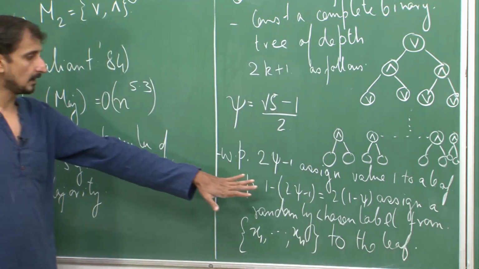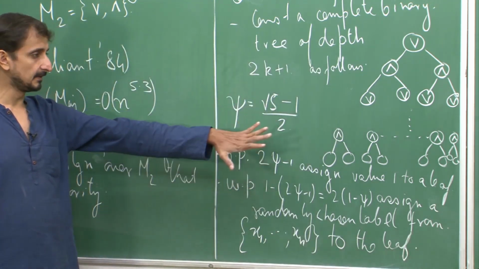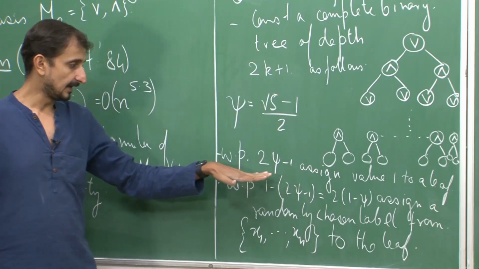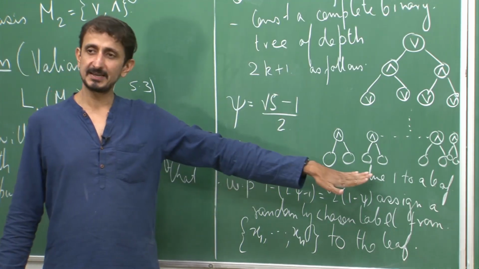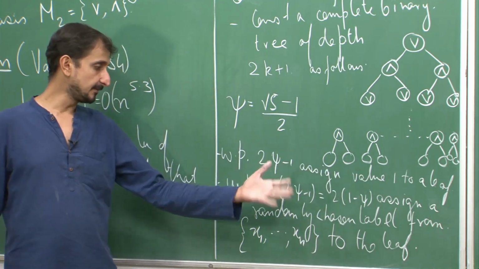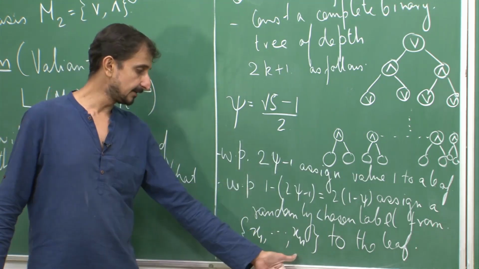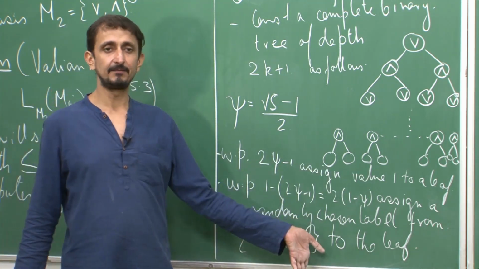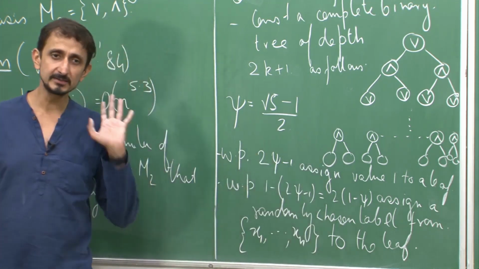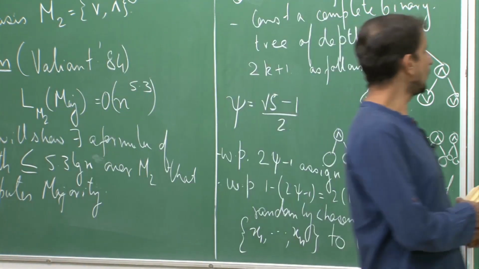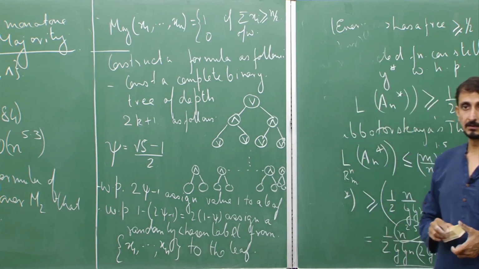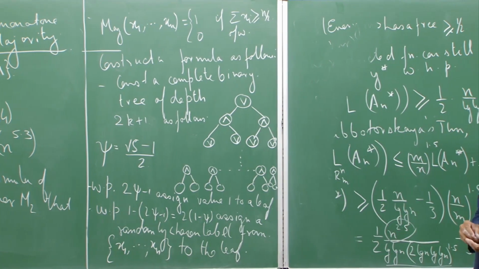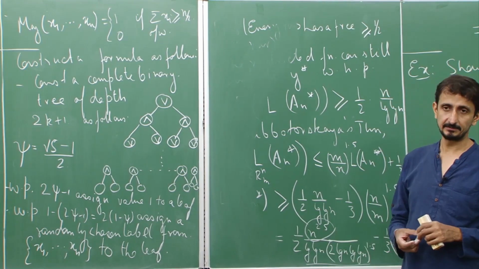So, the construction is very simple. So, this is clear. Now, with probability this much, I pick any leaf and assign it a 1, and with the remaining probability I pick any random variable from this set and assign that variable to the leaf. Okay. So, this is the entire construction, and now what we will show is that, we will see how we get that.